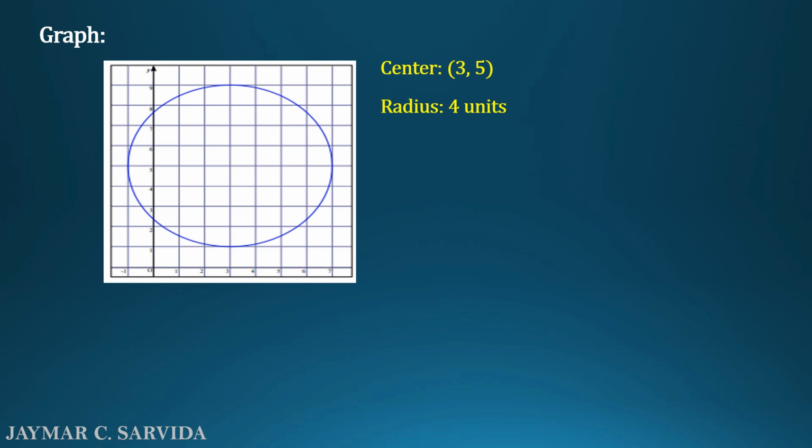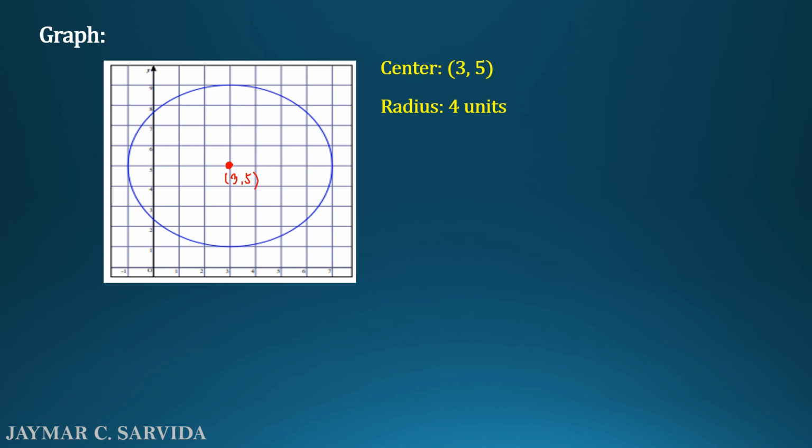And then, magbilang ka ngayon ng 5 units papunta dito sa ating y. So 1, 2, 3, 4, 5. Ito. Okay, so dito yung center ng ating circle. That is 3, 5. Okay, so 3, 5. Ayan, tapos para mahanap mo yung radius niya ay 4.